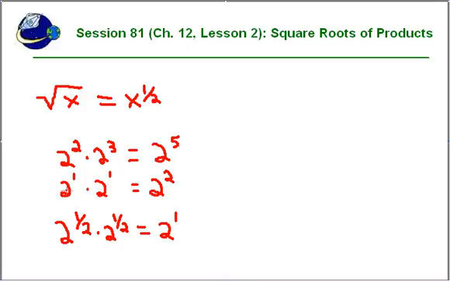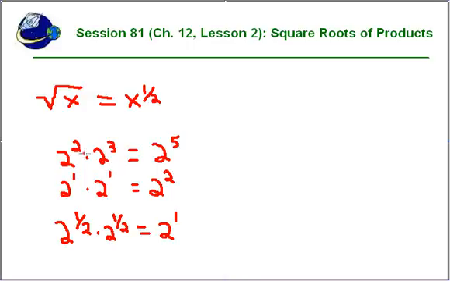Likewise, in our next example here, 2 to the 1st times 2 to the 1st. We have the same base, 2, so we're going to add our exponents together. 1 plus 1 is 2. So 2 to the 1st times 2 to the 1st is the same thing as 2 to the 2nd. What is 2 to the 1st? Well, 2 to the 1st is 2, times 2 to the 1st is also 2. 2 times 2 is 4. 2 to the 2nd is also 4.